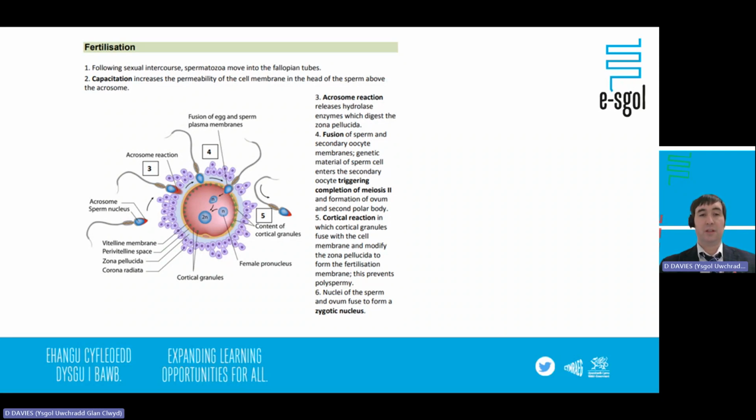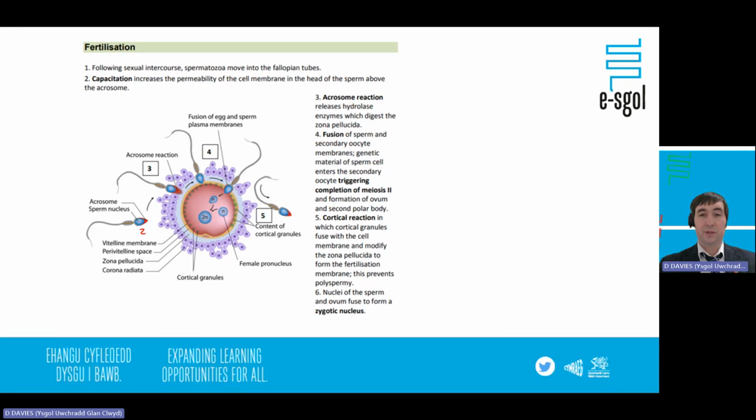First of all, there is capacitation. What capacitation does is it increases the permeability of the cell membrane in the head of the sperm above the acrosome. So capacitation occurs in here. The sperm starts to get close and this starts to break down. What you then have is the acrosome reaction. The acrosome reaction releases enzymes which break down the zona pellucida, that jelly-like layer we were talking about before. So that's the acrosome reaction.